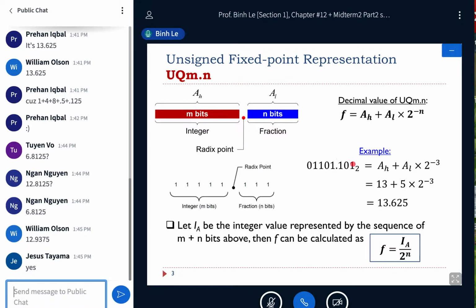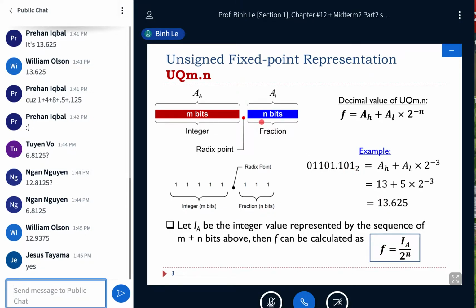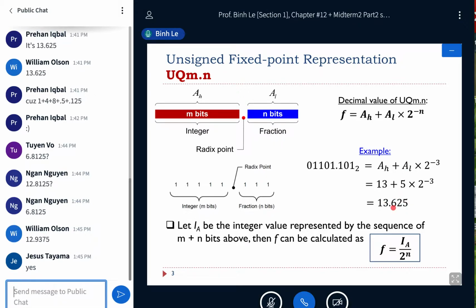That's 109, right? We know that, right? So assume that the binary representation for that sequence is we call it IA, okay? So the fixed point value will be that integer value of this A bit, and then divided by 2 to the n. The n is the number of bits of the fraction. So that's another way, right? So let's use that way to calculate to see if you get the same number over here, okay?